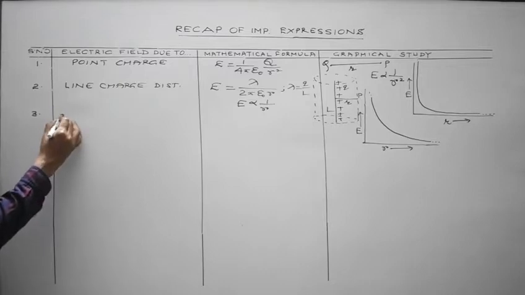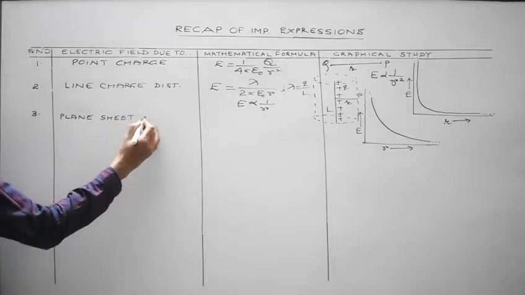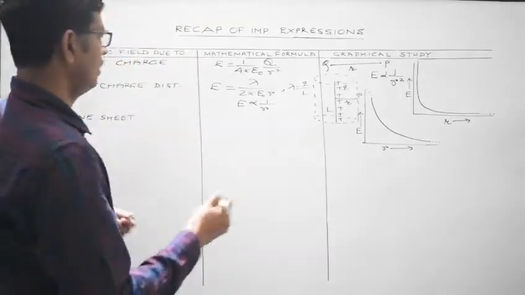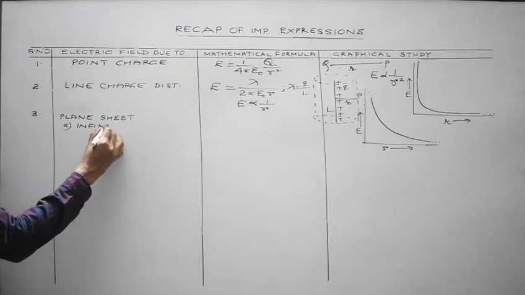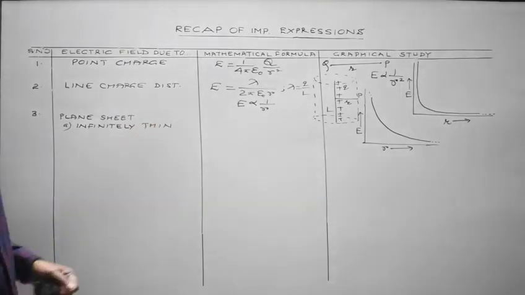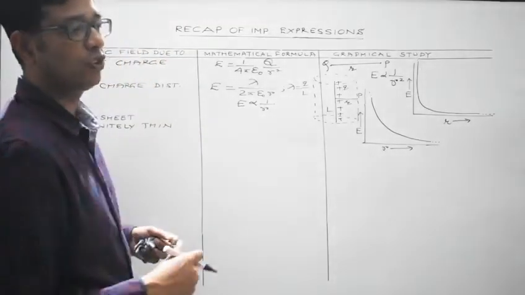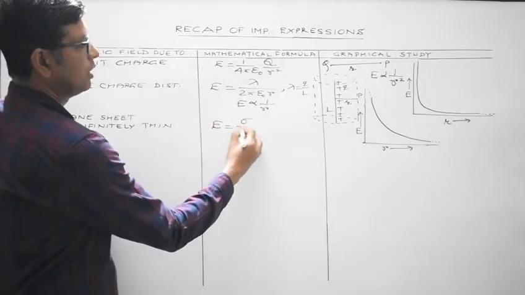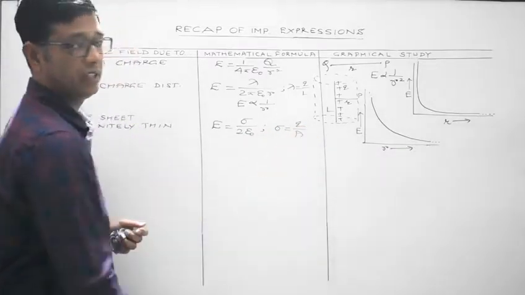Third, due to a plane sheet of charge. Plane sheet. Now here we have discussed many cases and there are sub cases as well. For an infinitely thin sheet, that is when the sheet is considered to be of negligible thickness, then the expression for the electric field at any point is obtained to be sigma over 2 epsilon. Here sigma is charge per unit area, right?